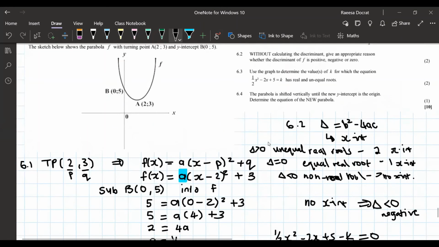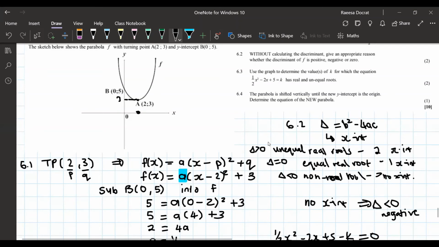Now, if we shift it, we know the y-coordinate of the vertex is 3. If we shift it 1 unit down, it will be 2. There still won't be any x-intercepts. If we shift it 2 units down, it will still not have any x-intercepts. If we shift it 3 units down, then we're exactly on the x-axis, and we have 1 intercept.